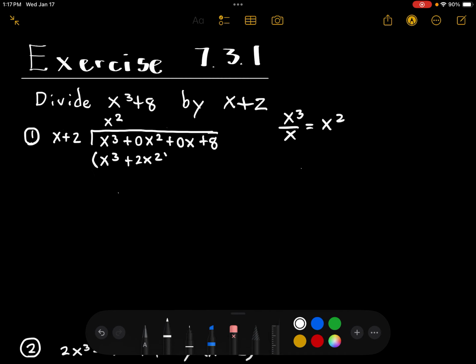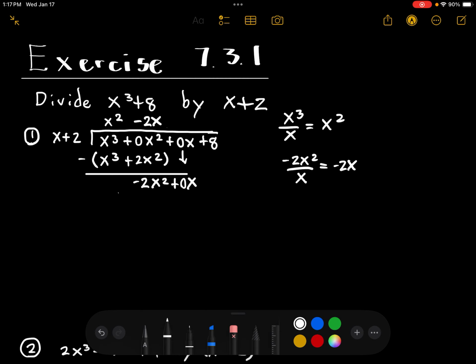And don't forget, we're going to subtract this. So remember that the negative is going to cancel the x cubed. This negative also distributes to that positive, making it a negative 2x squared. And then we're going to drag the next term down, so plus 0x. All right, we're going to do it again. We're going to take that leading term, which is negative 2x squared. We're going to divide it by the leading term in the divisor. So we have a negative 2x.